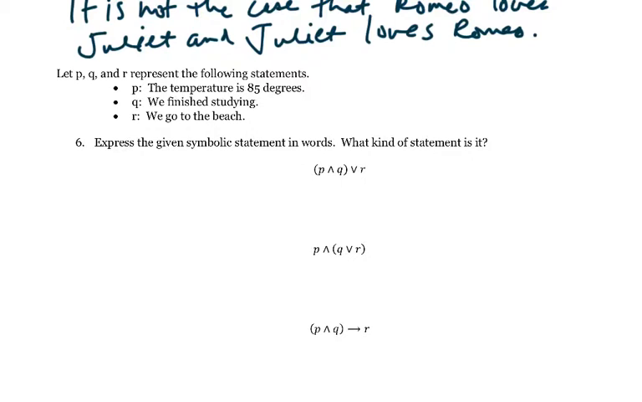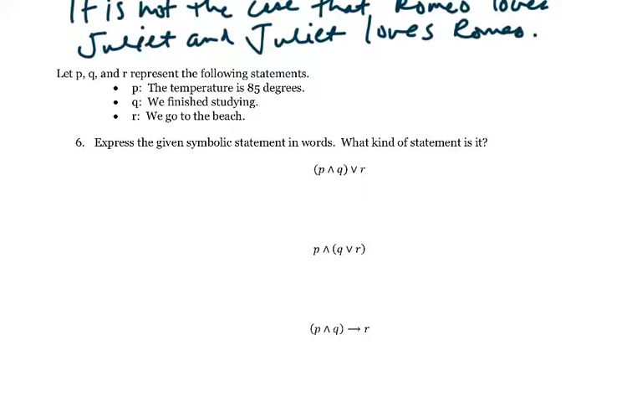Okay, let's do the same thing here. We can have compound statements that are built into compound statements. So we have 3 statements here, P, Q, and R. P represents the temperature is 85 degrees. Q is we finished studying. And R is we go to the beach. So we're going to represent each of these symbolic statements and translate them into the words.